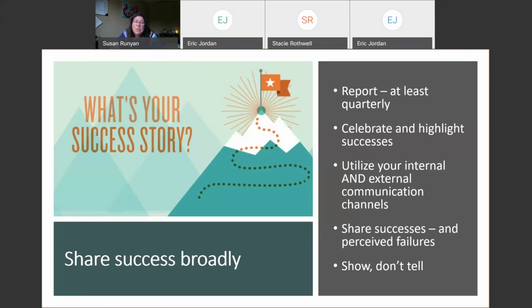So if you're going to display it, which I think you should, even if it's in a staff lounge, that should be much more than quarterly. If they're working on a current initiative, you should have some sort of data that's telling them how they're doing practically every week at least, depending on what you're measuring, depending on what you're doing. So celebrate and highlight the successes.